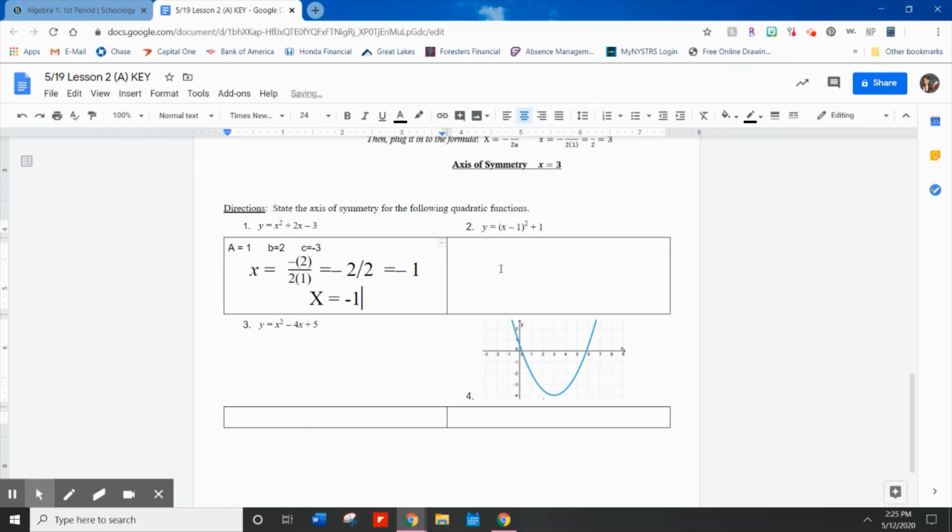All right, number 2. Hopefully you're noticing that this equation is not in standard form, it's actually in vertex form. If you remember what we learned in lesson 1, we can first identify the vertex right from looking at this equation: the opposite of what's inside the parentheses. It's a -1 inside the parentheses, so for the vertex it's a +1, and the same sign for outside. My axis of symmetry is just the x-coordinate, x equals 1.